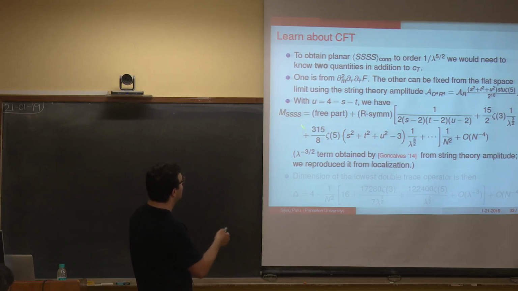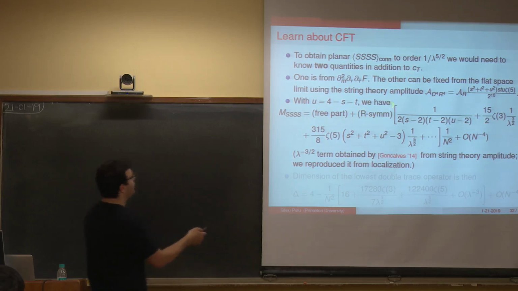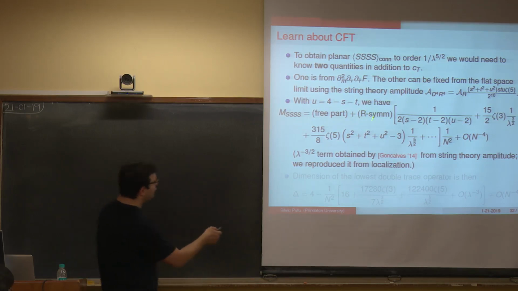There's some part that also appears in the free theory. There's some differential operator that also depends on the R symmetry indices, and then there's the rest. This is the supergravity contribution, this is the R to the 4 contribution, and this is the D to the 4 R to the 4.